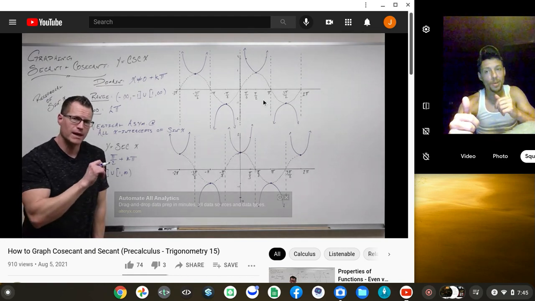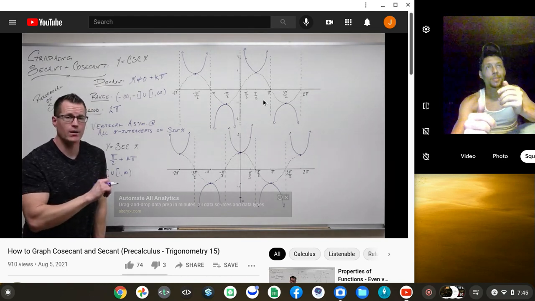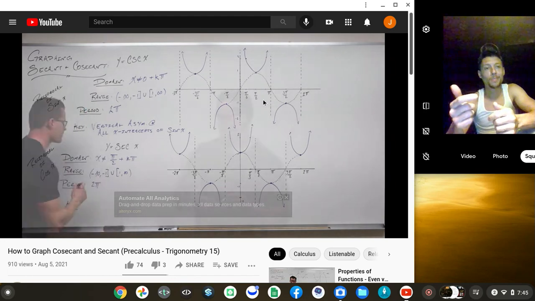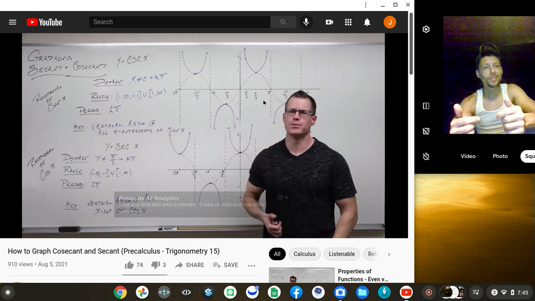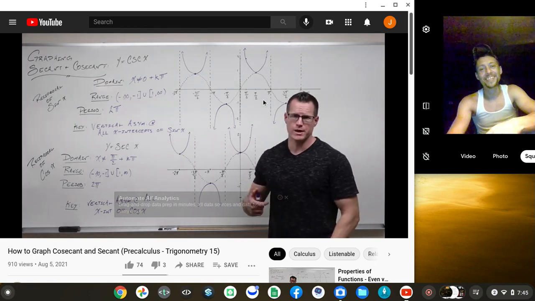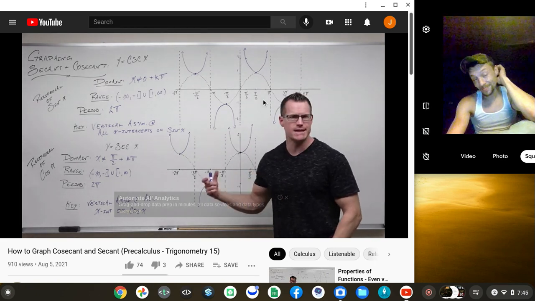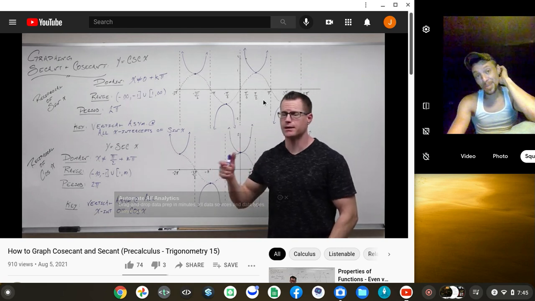That's where we had x-intercepts on cosine, right? Now we're going to have vertical asymptotes. So what I'm going to show you now is just two examples of how we can do some transformations with cosecant x and with secant x, and I'm going to base them on just sine and cosine.